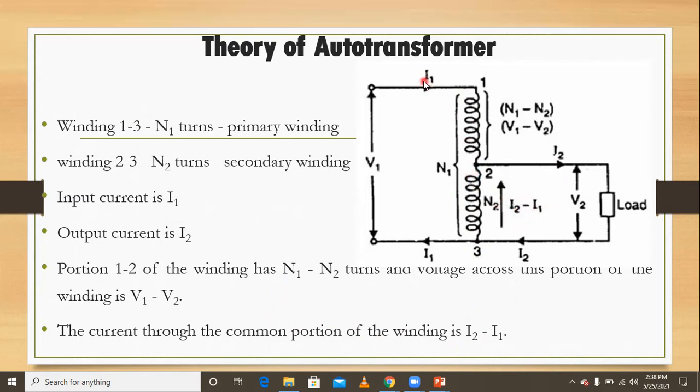So I2 minus I1 plus I1 is equal to I2. That is, the entering current is equal to the leaving current.